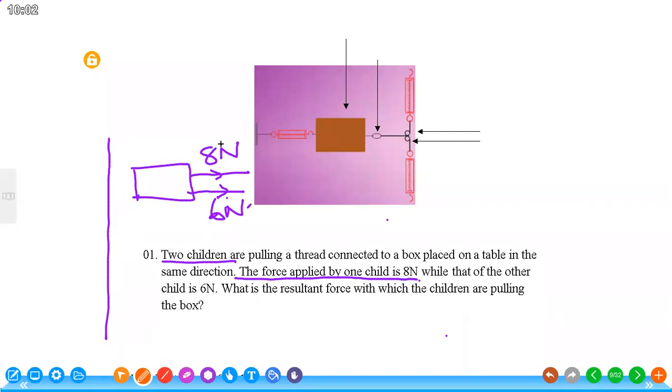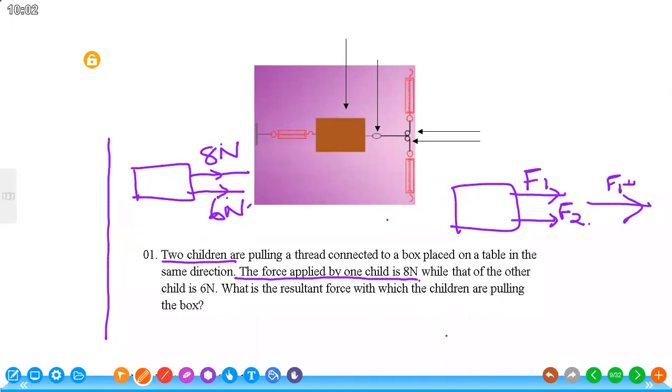So the resultant force, when we apply two collinear forces acting along the same direction, F1 and F2, is F1 plus F2. You should mention the directions in which the forces are applied. The resultant force also acts in that direction. So the resultant force is F1 plus F2.